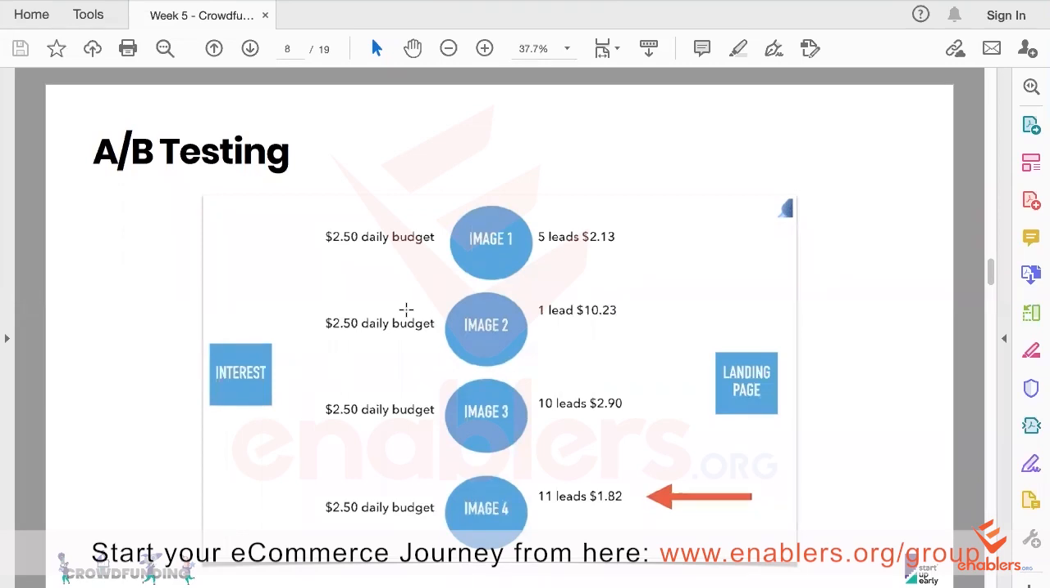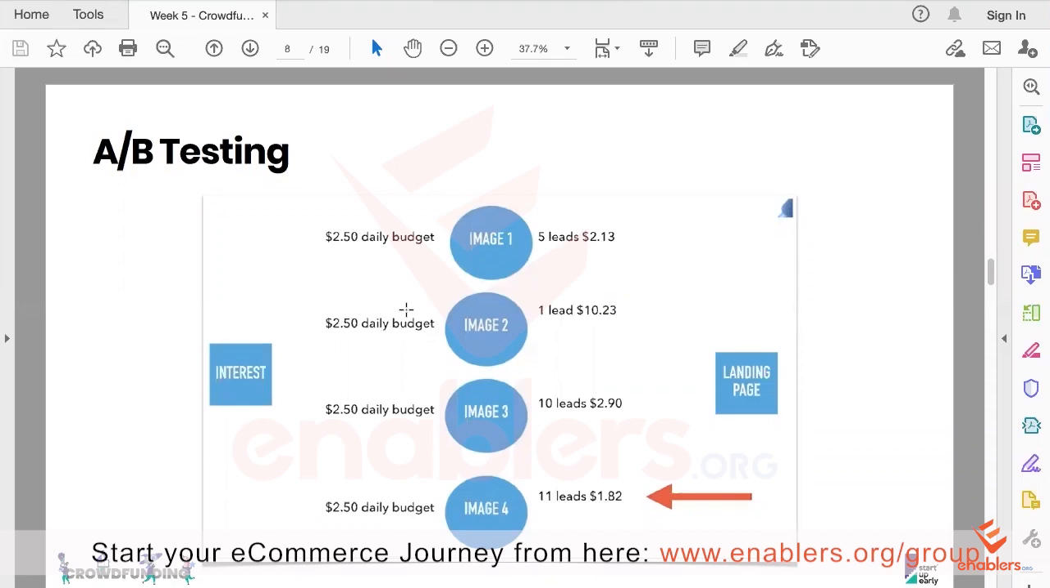So if you look at the first image, there are 5 leads being generated from your daily budget at $2.13, right? So आपको 5 leads मिली 2 से ऊपर डॉलर्स की. Image 2 में आपको एक ही lead सिर्फ मिली और वो almost आपको per lead $10 पड़ रही है, right? And then you talk about image number 3. 10 leads मिले आपको at the rate of $2.9 per lead. ये per lead का rate है.